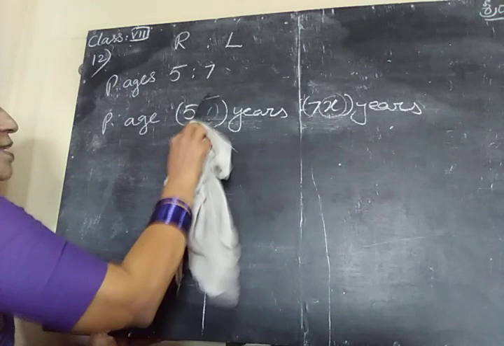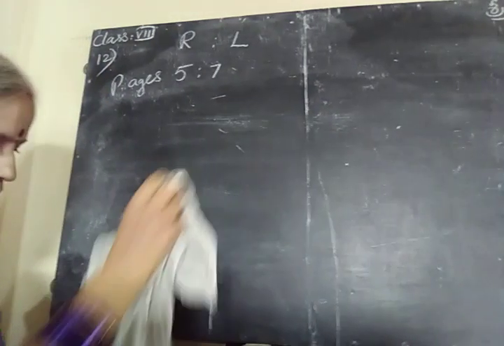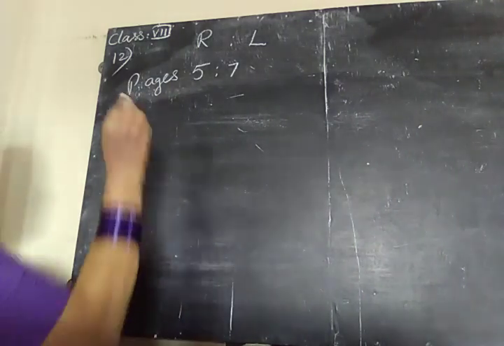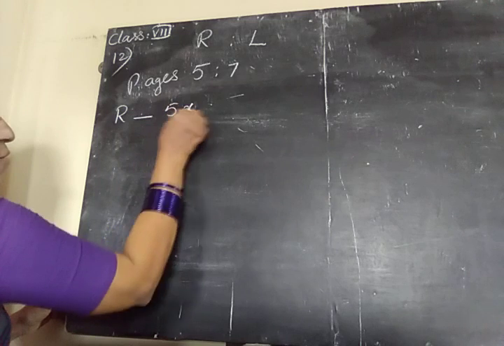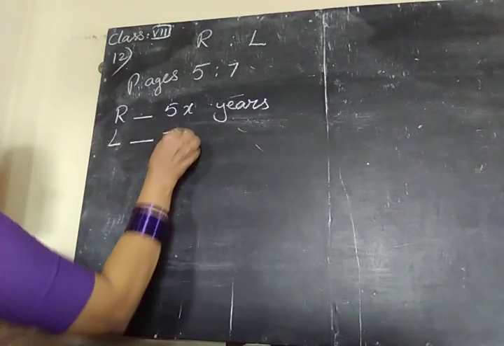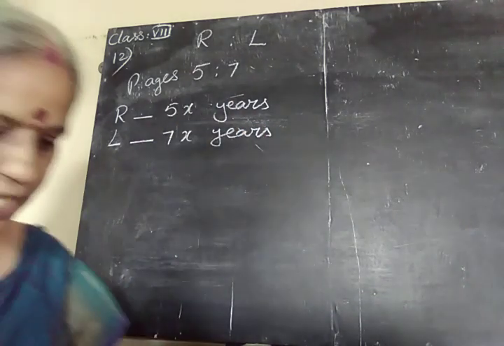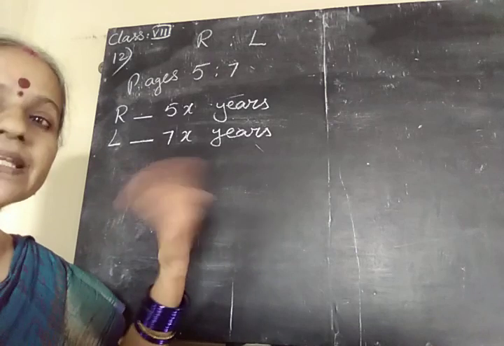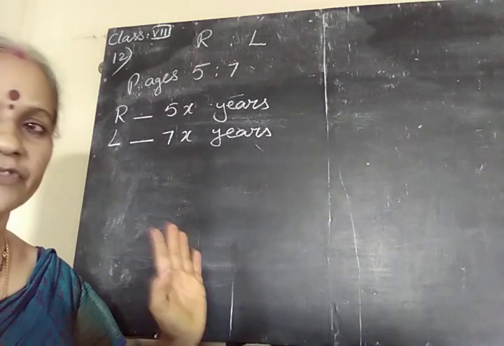Now, when it is given as a ratio, we take a common factor x. So, what is that x? That is the common factor. So, Rahul's present age let it be 5x years and Lakshmi's present age 7x years. Now, in the question, what is the condition given? 4 years later, the sum of their ages will be 56 years.